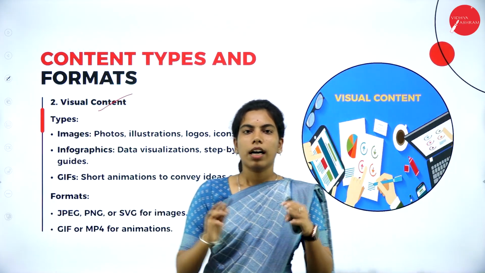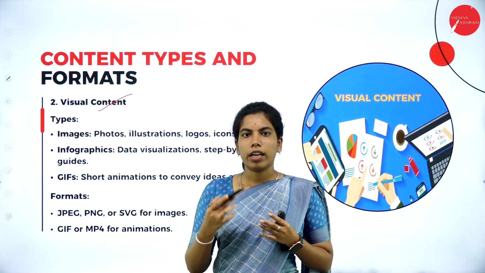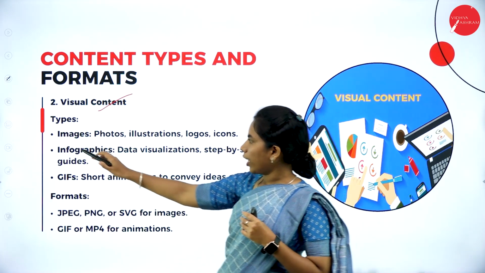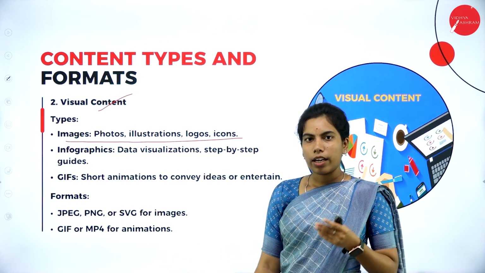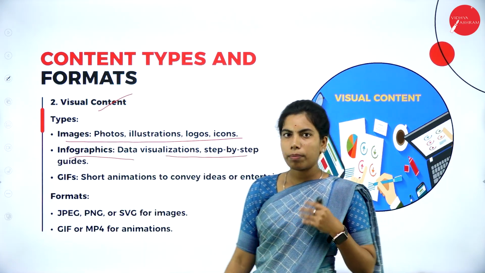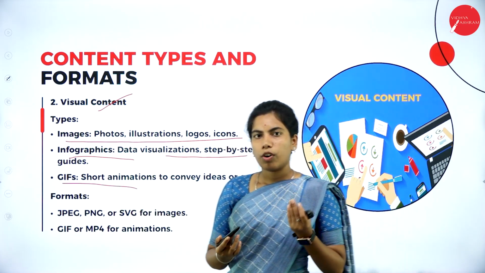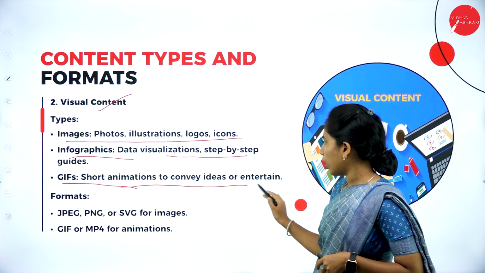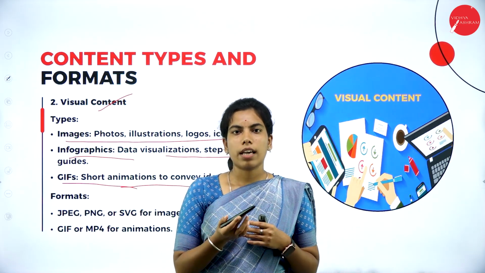Visual is nothing but a graphical representation of any content, or it could be a graph, an image, or else a chart. These are all visual contents. And also types: images, mainly photos, illustrations, and also logos and icons. And also infographics, meaning data visualization, step by step guides, and also GIFs. So for example, in WhatsApp we send GIFs to friends, right? Likewise GIFs, animations to convey ideas, to entertain. So for example, if we are sad, we can send a sad GIF, right?